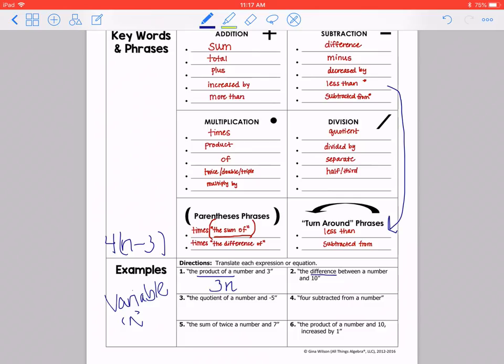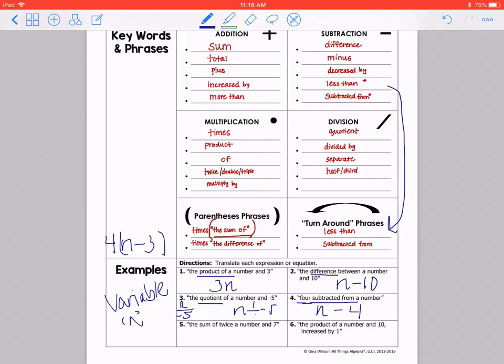Number 2 says difference, which is subtraction. It's the difference between n and 10, so it'd just be n minus 10. Quotient can be written 2 different ways. Quotient means division. So you could take the number divided by -5, or you could take n divided by -5. Either way. 4 subtracted from a number is a turnaround phrase because it says subtracted from. So you're going to write the number first and then subtract 4 from it.